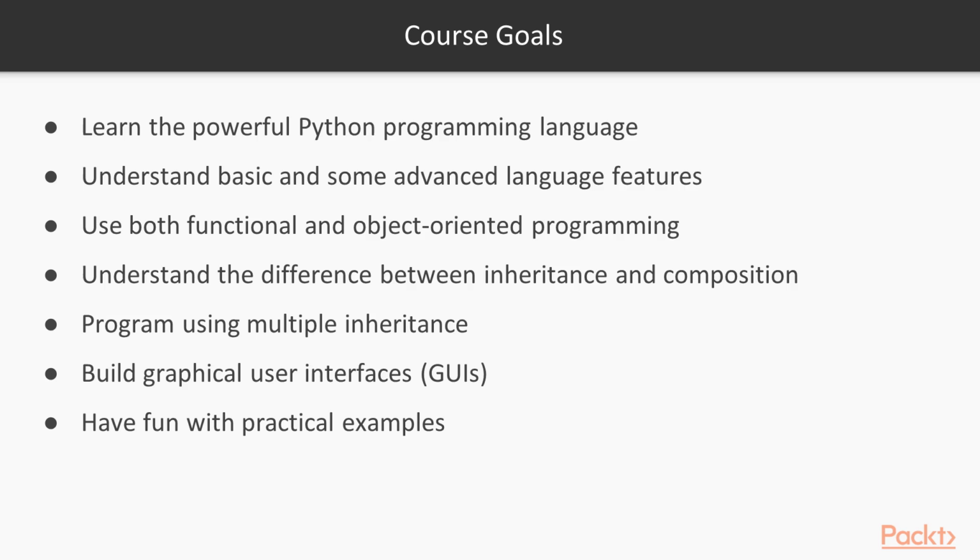So the course goals are really to learn the Python programming language using examples. And we'll be looking into some basic and some more advanced language features of Python. We'll use a lot of functional but also some object-oriented programming. We cover a very advanced topic of OOP, which is multiple inheritance. Python can do that. We're gonna do that, we use it. And we'll be building some graphical user interfaces, and the goal is to have fun with practical examples. So let's get started.